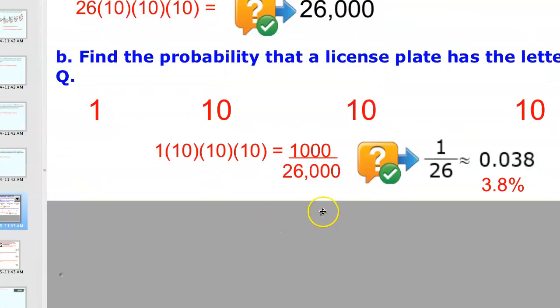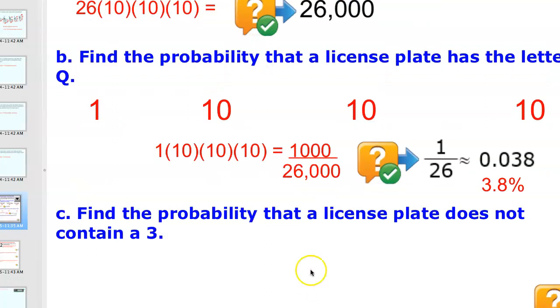All right. So let's get one more in this problem. It says find the probability that a license plate does not contain a 3. Okay, so I don't want the license plate to contain a 3. So I can have 26 letters. That doesn't matter. Okay, can't contain a 3. So normally there's 10 digits to choose from. Now I only have 9. So it can be 0, 1, 2, 4, 5, 6, 7, 8, 9.